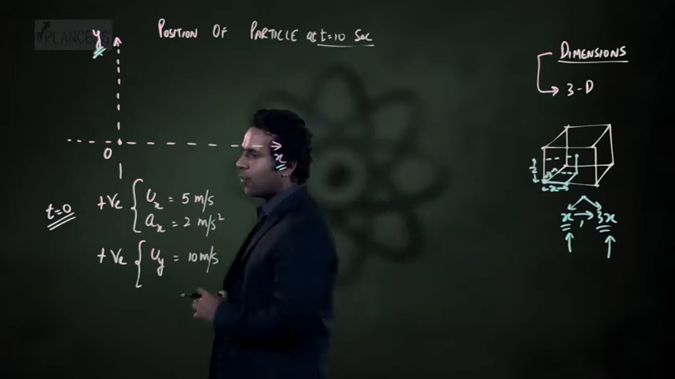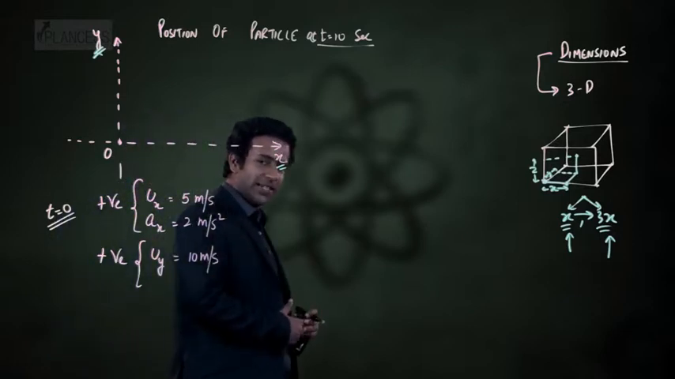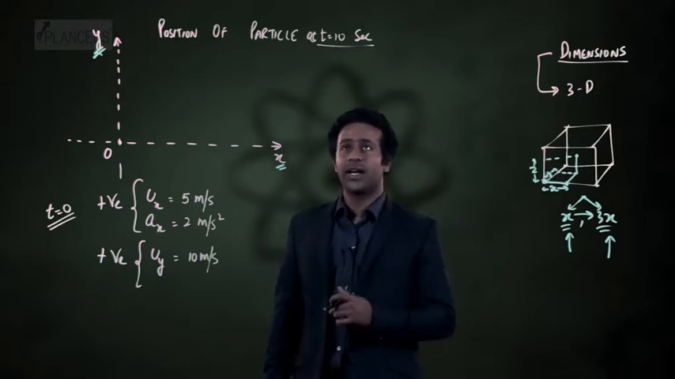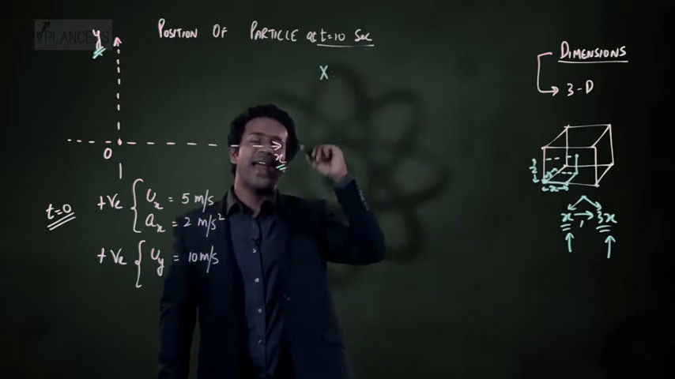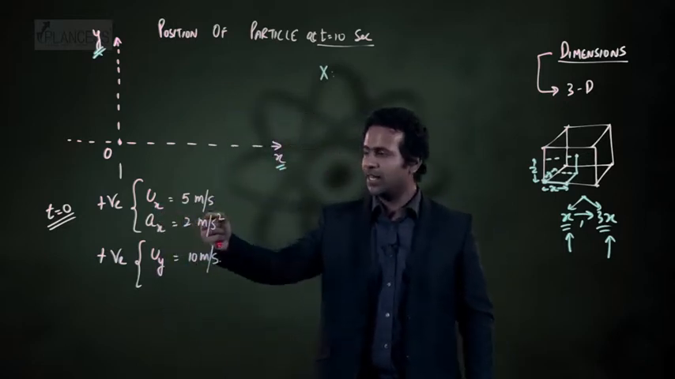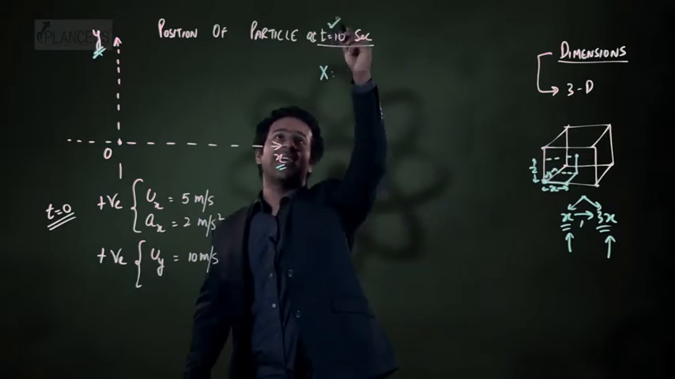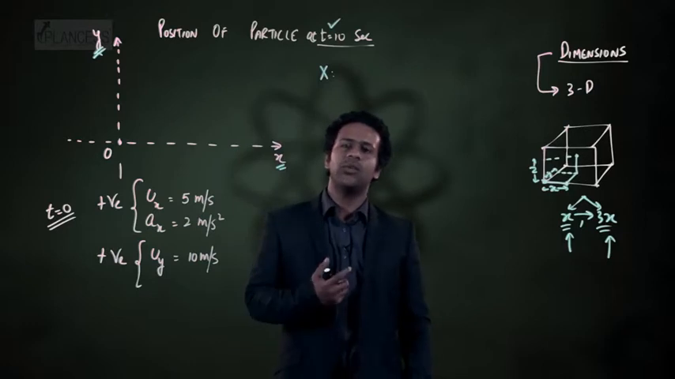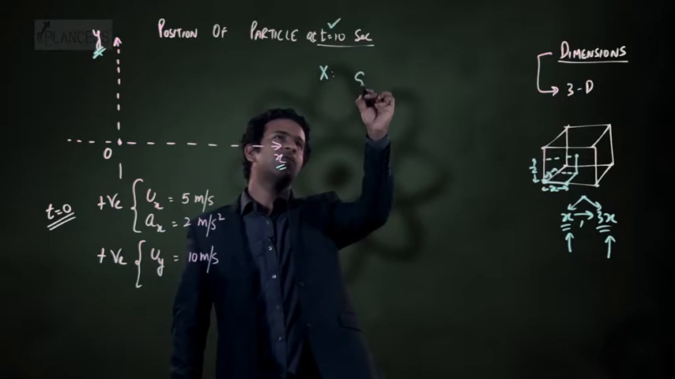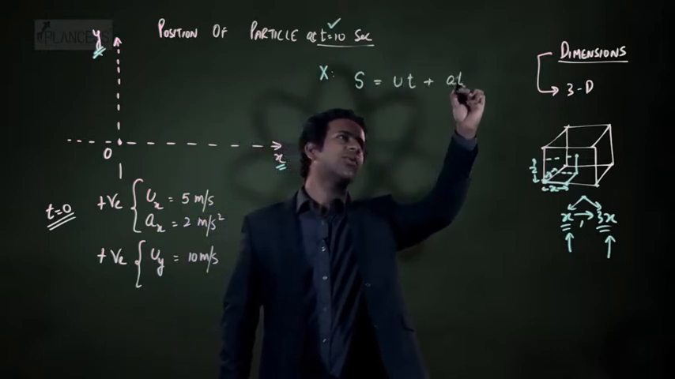So first of all, to locate its position, we will make two independent equations, one in x, the other in y. So let's start with that. Let's first analyze the x direction. Along the x direction, we know the initial velocity and the acceleration. The time is also given to us as 10 seconds. So clearly we can use the second equation of motion. Now, the second equation of motion is s is equal to ut plus at square by 2.